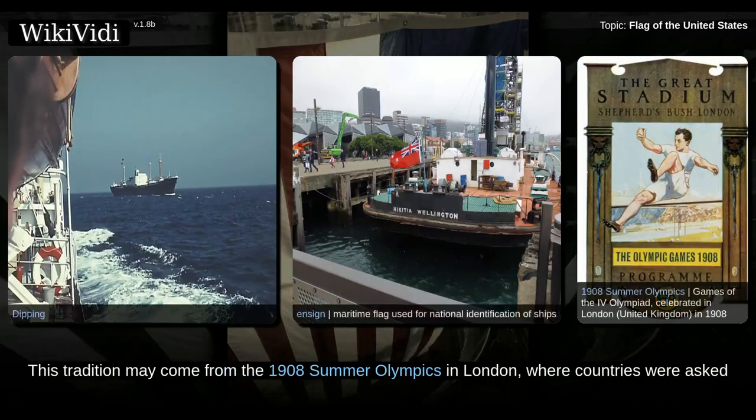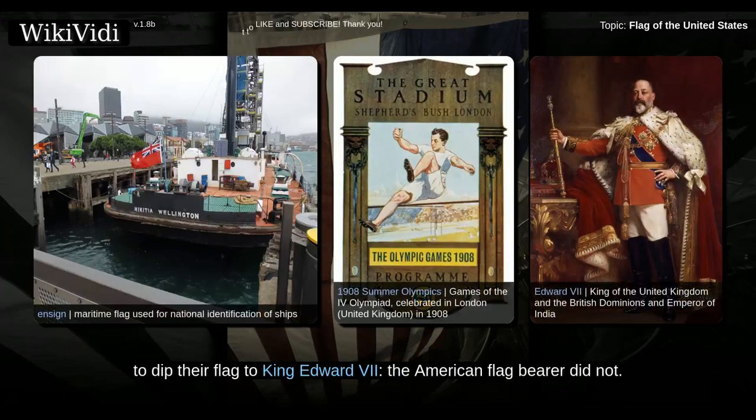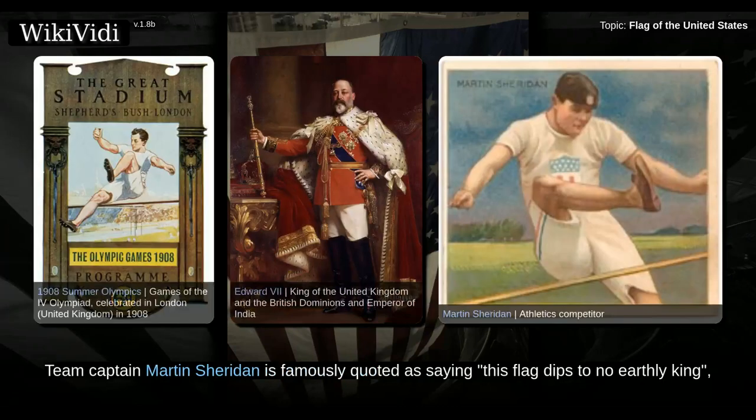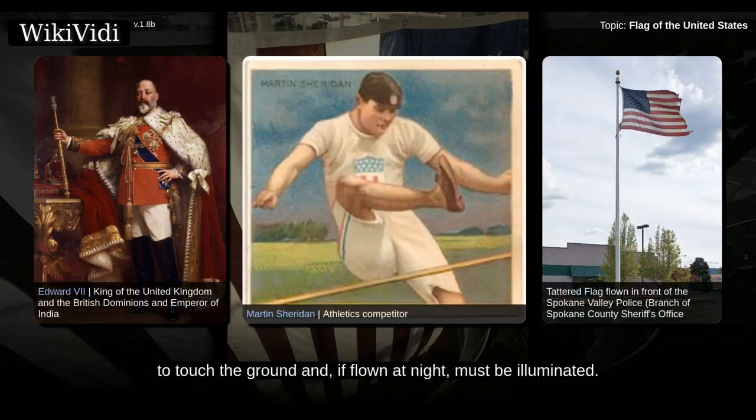This tradition may come from the 1908 Summer Olympics in London, where countries were asked to dip their flag to King Edward VII. The American flag bearer did not. Team Captain Martin Sheridan is famously quoted as saying, "This flag dips to no earthly king." Though the true provenance of this quotation is unclear, the flag should never be allowed to touch the ground and, if flown at night, must be illuminated.